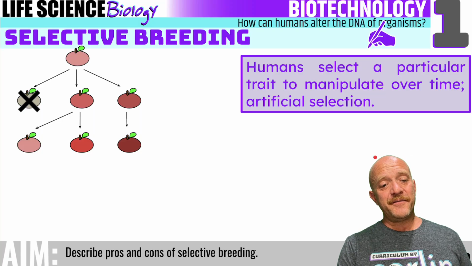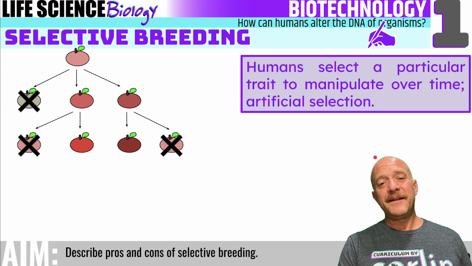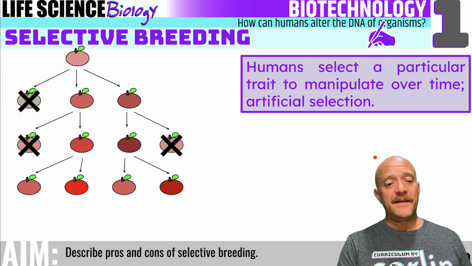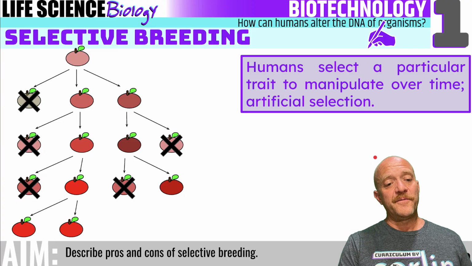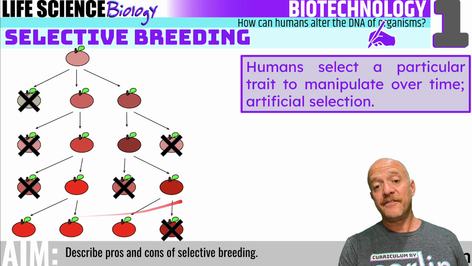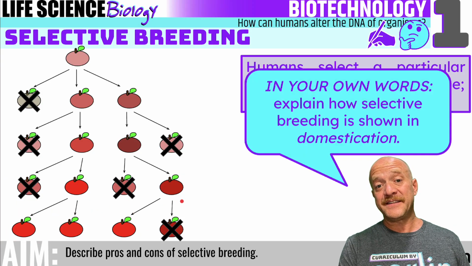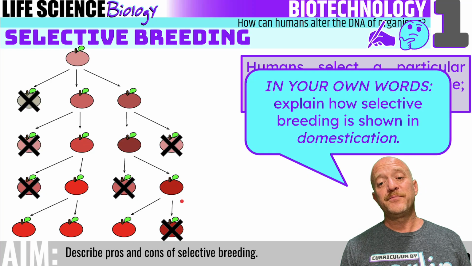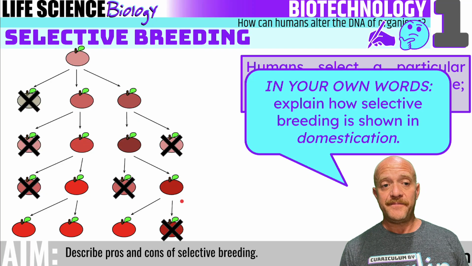And then each generation, you're going to get more and more apples, but you're getting rid of the least, like the palest apples or the least sweet apples. And then this happens over many, many generations. By the time you're done, you're getting your desired fruit with the desired characteristics. So in your own words, I would like you to explain how selective breeding is shown in domestication.